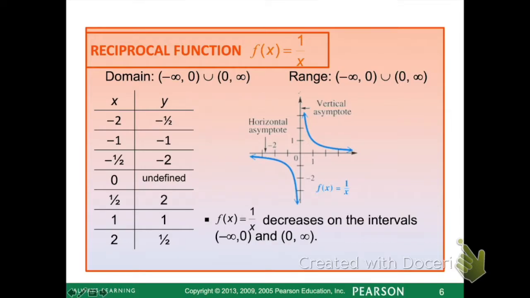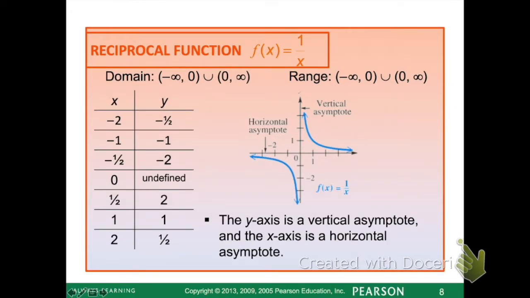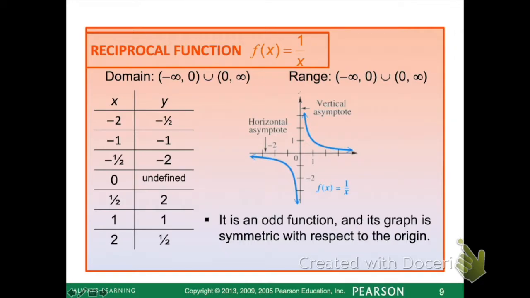Over on the left, you see a table of values, so that's how I got my graph. It's important to notice that 1 over x decreases the entire time. So if we trace from left to right, we are always decreasing. We also see that 1 over x is discontinuous at x equals 0. So as we're tracing from left to right, we have to pick up our finger and move it to the top to continue to trace. The x and y axes are my asymptotes here. And f of x is an odd function, and its graph is symmetric with respect to the origin.